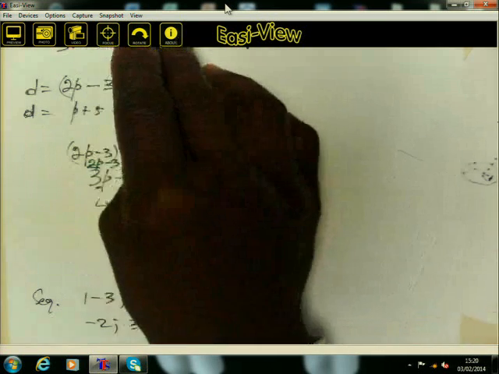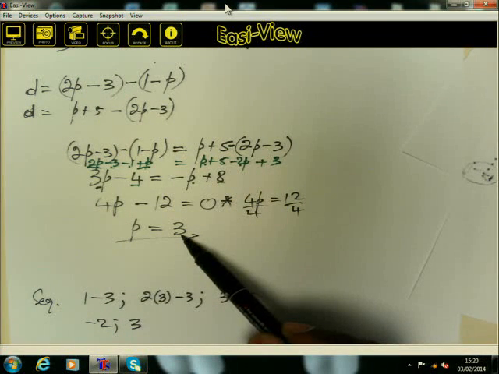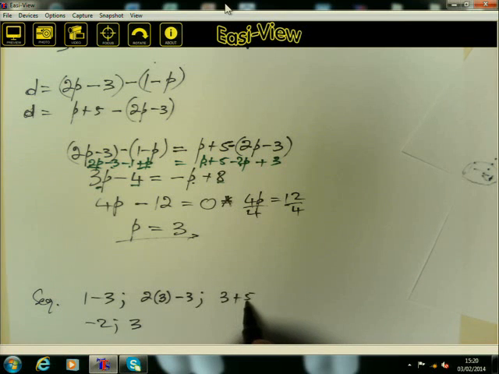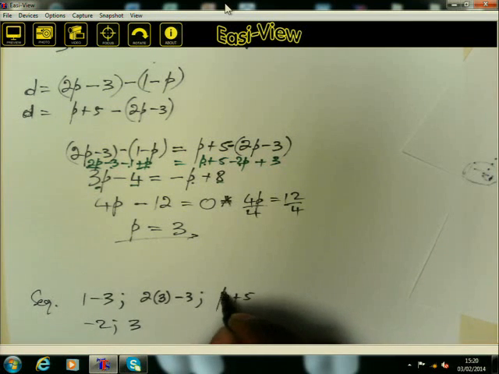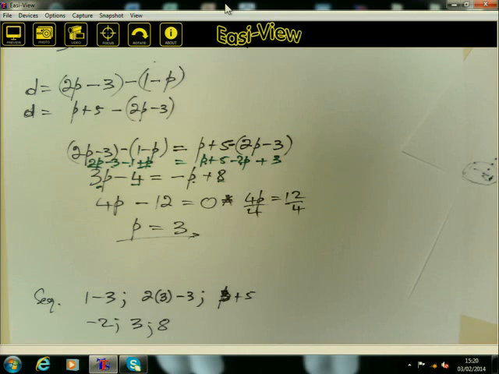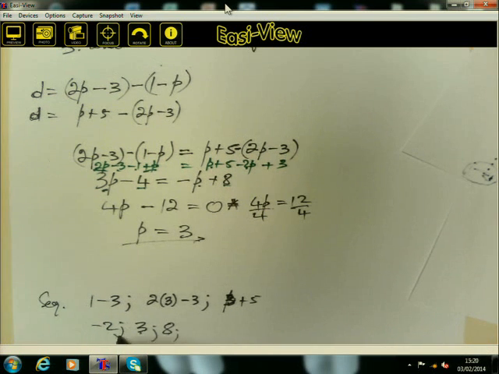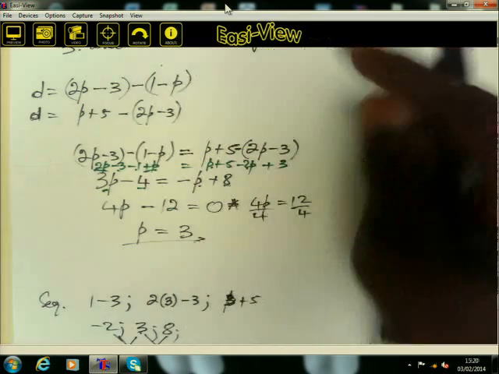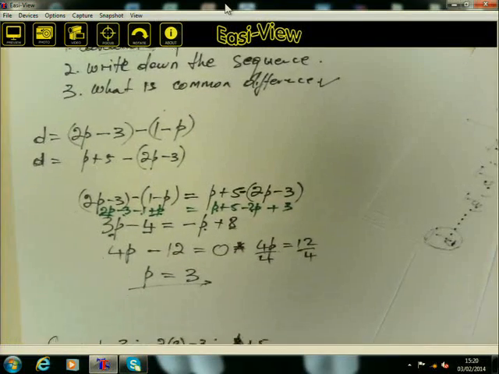It means it's 1 minus p, p is equal to 3, and then 3 plus 5, which is going to be equal to 8. There we are. So the sequence will be minus 2, 3, and 8. You can check on that. 3 minus (minus 2) is going to give us a 5. 8 minus 3 is also going to give us a 5, meaning the difference is equal to 5. So this is our common difference. We have also answered the third question. The common difference is equal to 5.